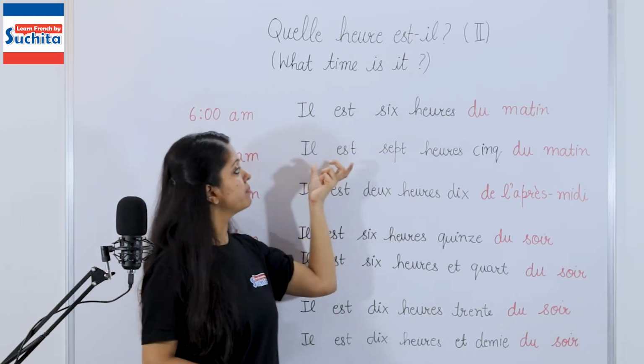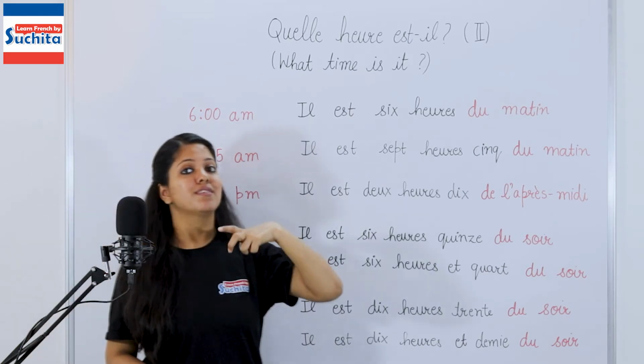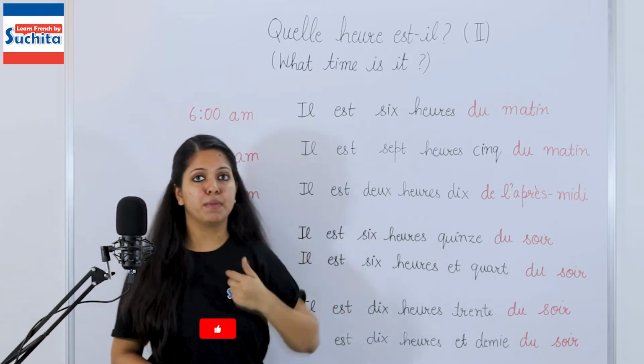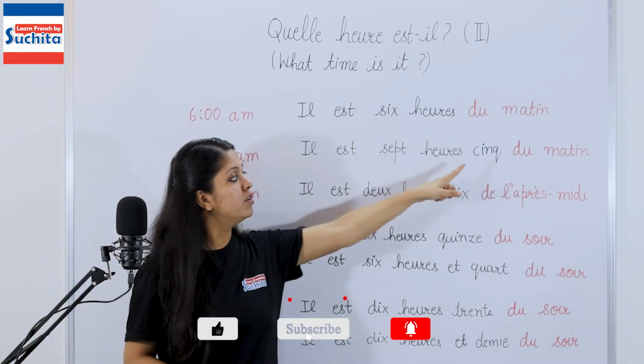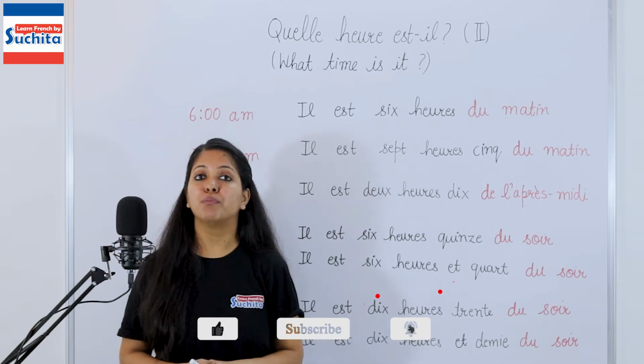And then, if you want to say, let's say, 7:05 AM. Okay, for that you say il est 7h05. This you already know. Du matin, of the morning.